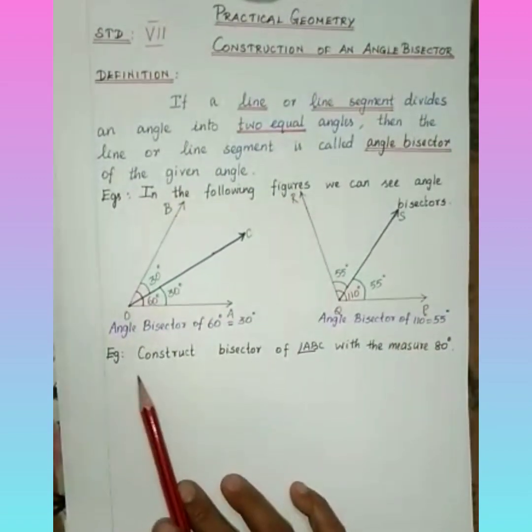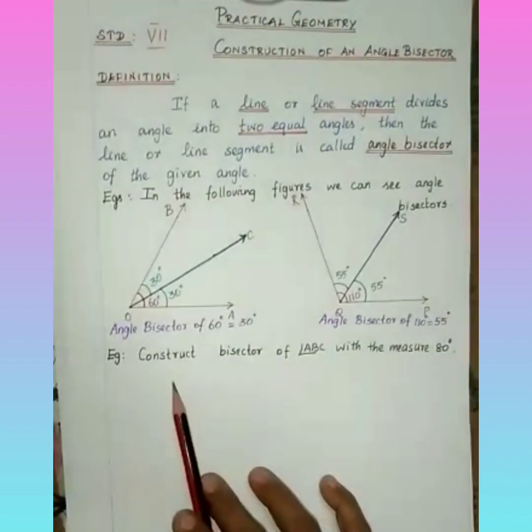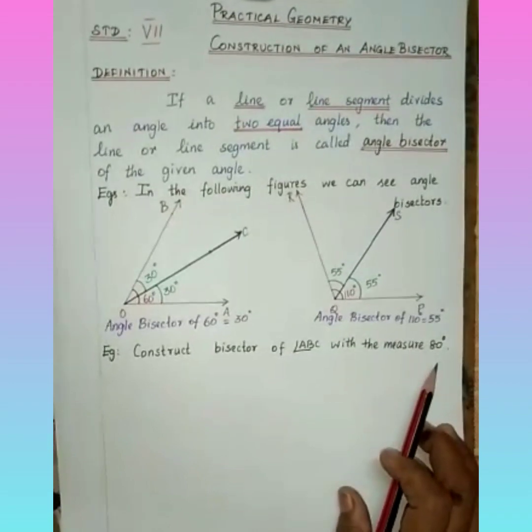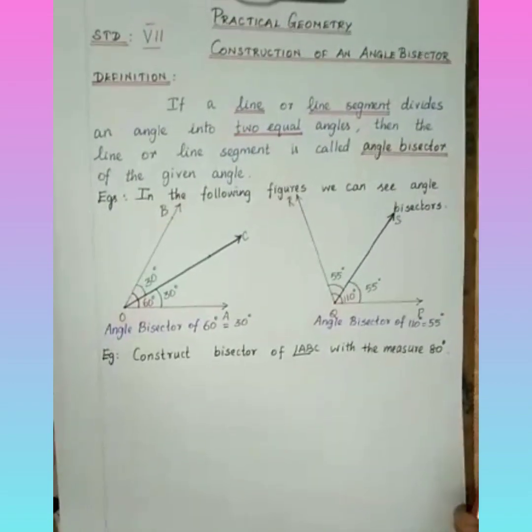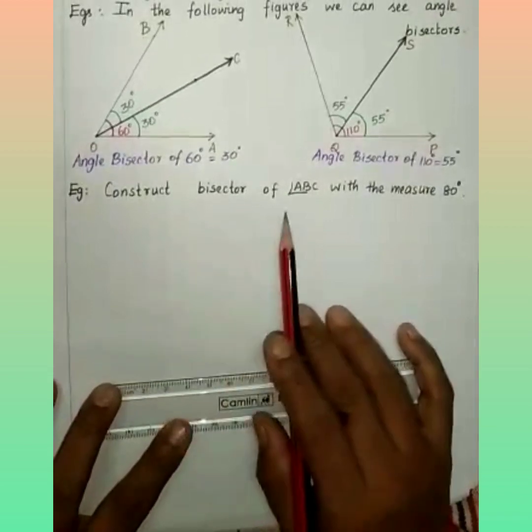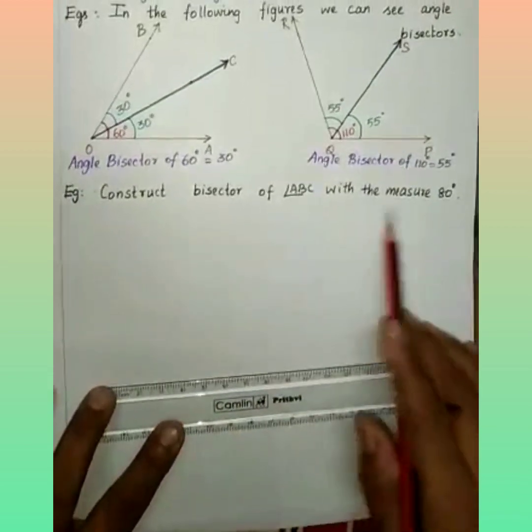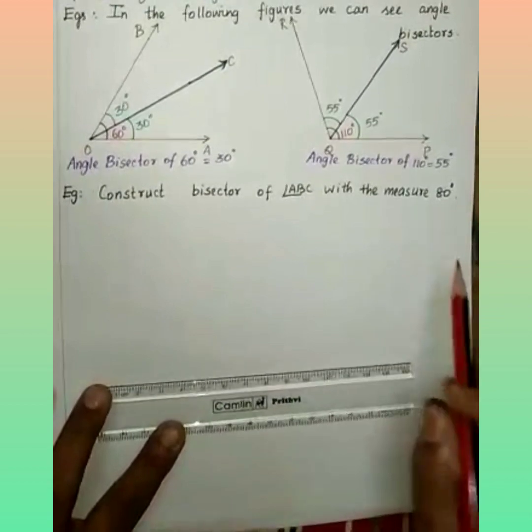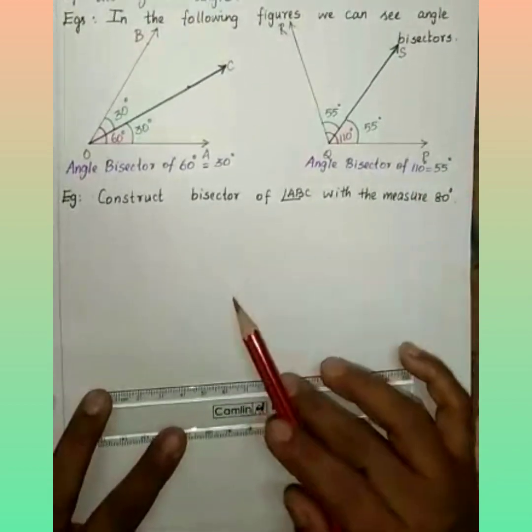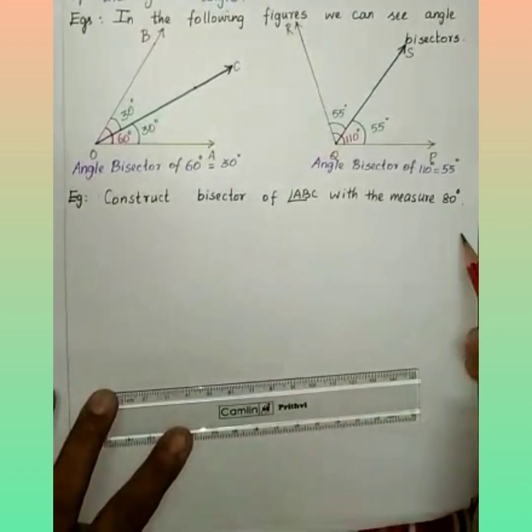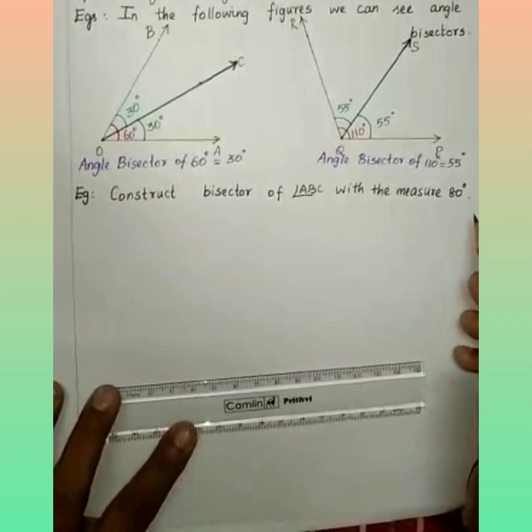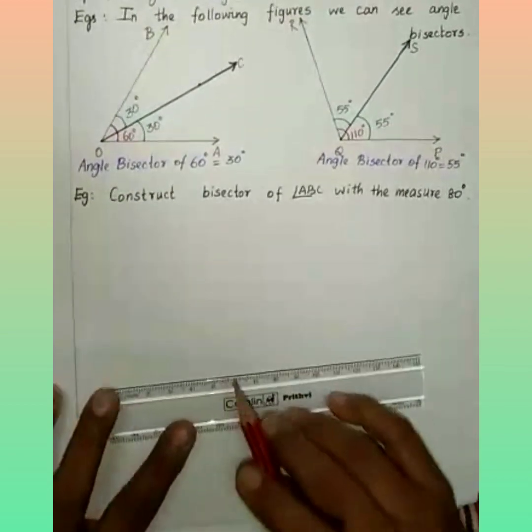Let us construct an example problem. Construct a bisector of angle ABC with the measure 80 degree. Here, the given angle is 80 degree. That is, we are going to divide it into two equal parts. What is the half of 80 degree? That is 40 degree. Let me check that.